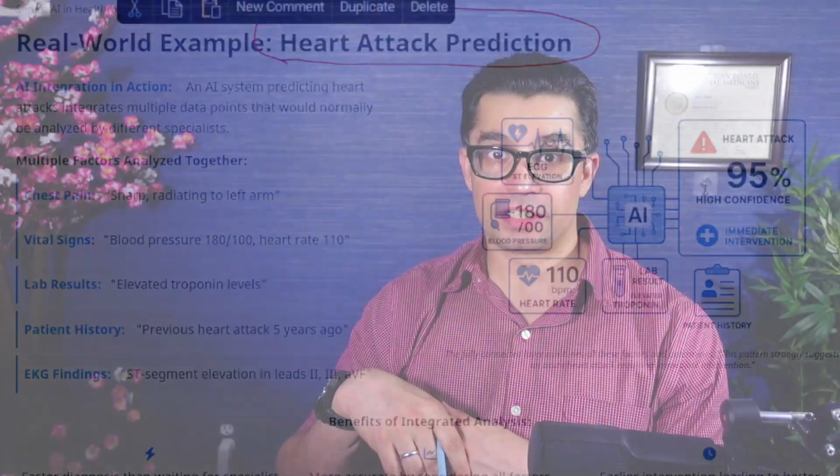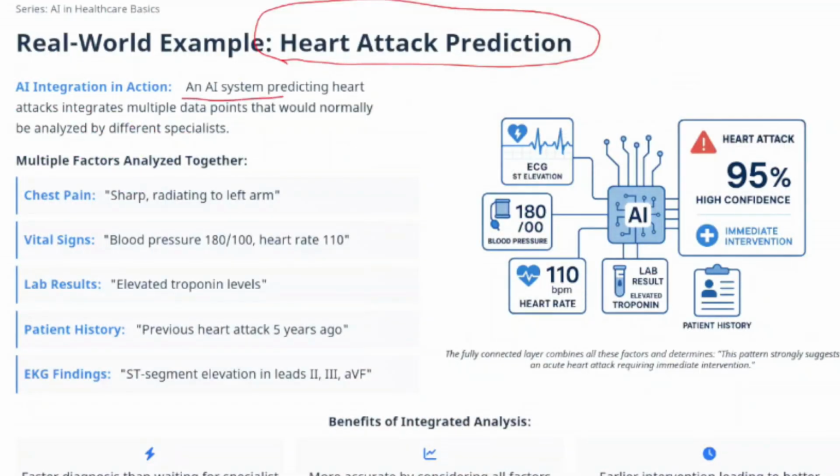So an AI system will be working in the background and will probably alert the doctor, hey, all of these factors have come back, and all of these factors are pointing to a certain condition. Can you assess this or look at my conclusion, and maybe you want to take some type of action? So an AI system predicting a heart attack integrates multiple data points that would normally be analyzed by different specialists. Well, not necessarily, but all of these things a single doctor can potentially pick up. But anyways, these are different departments that we can all look at.